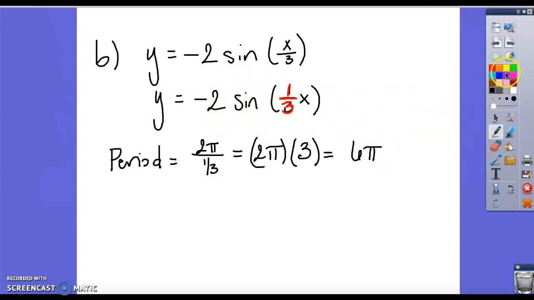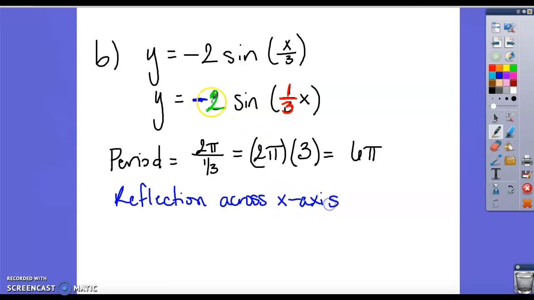Let's look at a few things here. I have the negative sign, I have the 2, and then I've got the 1/3. The negative sign is a reflection across the x-axis. When we multiply that function by a negative number, it reflects it across the x-axis. The 2, when I multiply a function by a number, is either a vertical stretch or a vertical shrink. Since 2 is greater than 1, it's a vertical stretch.